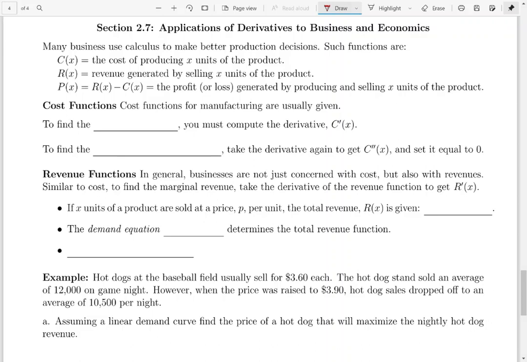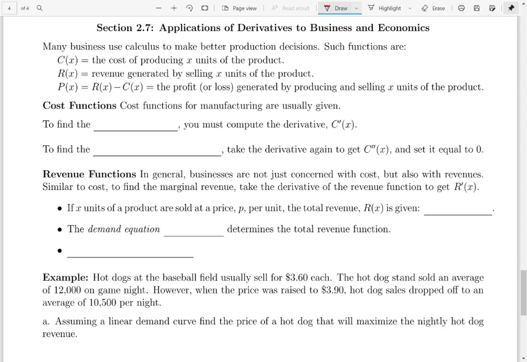Section 2.7, Applications of Derivatives to Business and Economics. Now the approach that we're about to take is oversimplified, and so recognize that this is more of the idea, but there's a lot of stuff happening in the background, and so we're probably ignoring a lot of important factors.